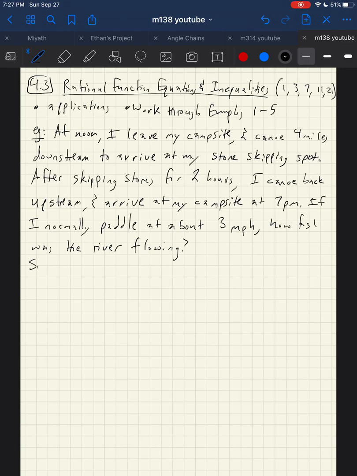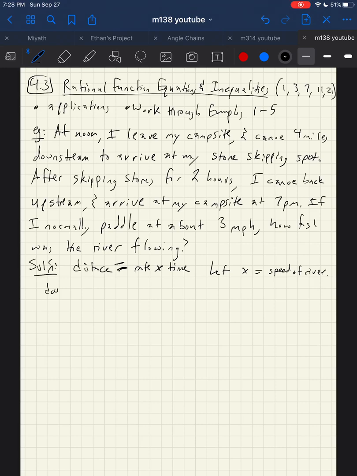All right, well, solution. You might want to pause the video and think about it for a little bit. But solution, we're going to heavily rely on distance equals rate times time. And in particular, I just want to make a side note and emphasize this is average rate times time. So let's let x be the speed of the river, the speed of the current.